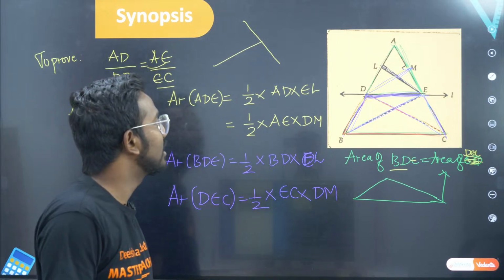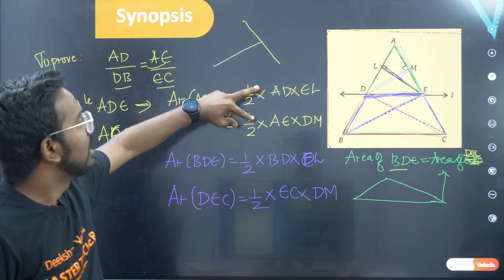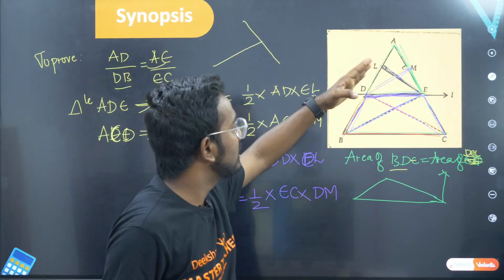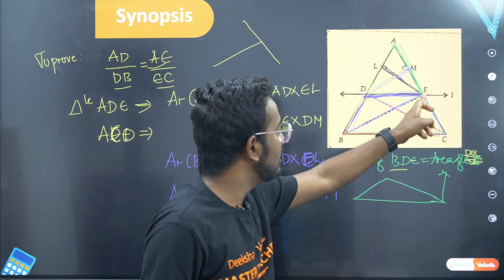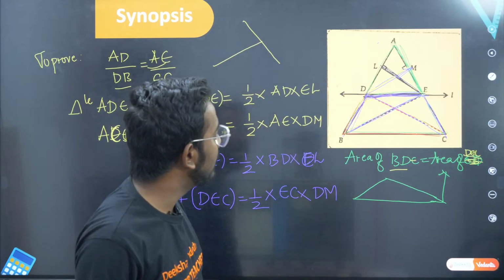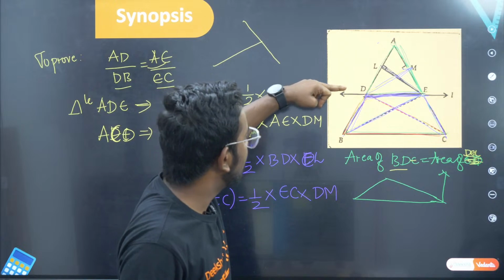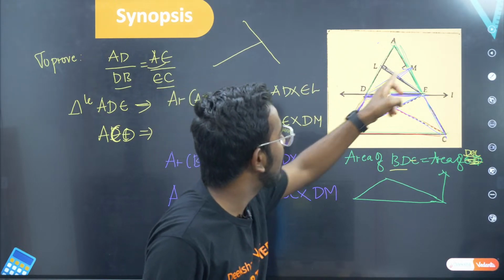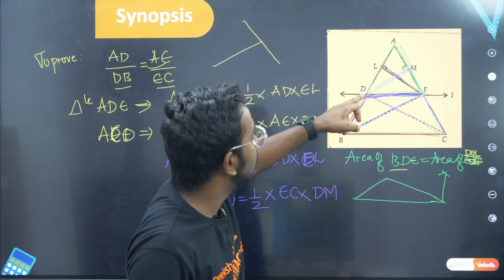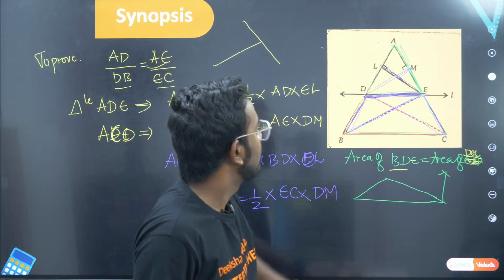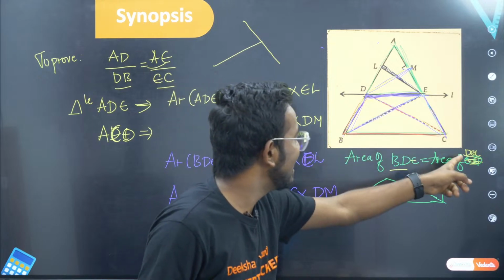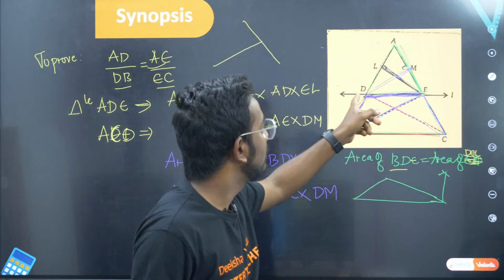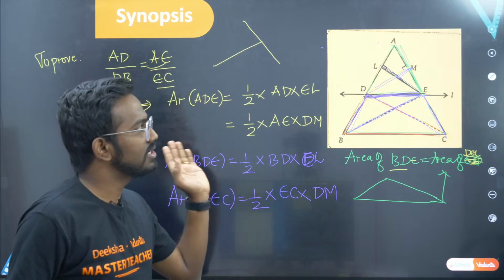Sometimes we might get confused. Don't worry, this is how you can think of it. In the first case, AD is the base and the height is EL, and in the second case, AE is the base and DM is the height. In the third case, if I take BD as the base, its height is EL, because the height always falls outside. For the fourth case, EC is the base and its height is DM.